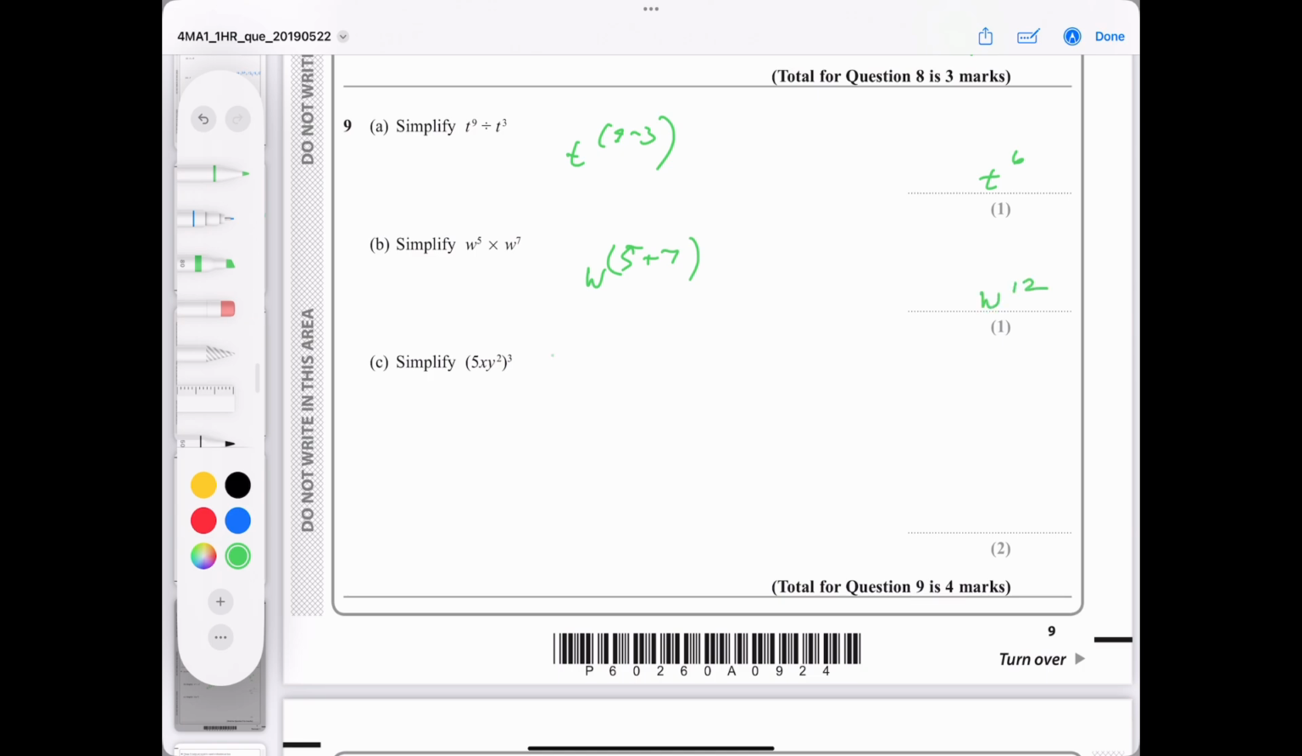And then this one, people get wrong all the time, because what it actually means is 5xy squared times 5xy squared times 5xy squared. So what people do really well is they do x cubed and y to the 6, which is all perfect. And then they put a 5 on the beginning, but it's actually 5 times 5 times 5, which is 125, because it's 5 cubed. So 125 x cubed y to the 6. There you go, well done.